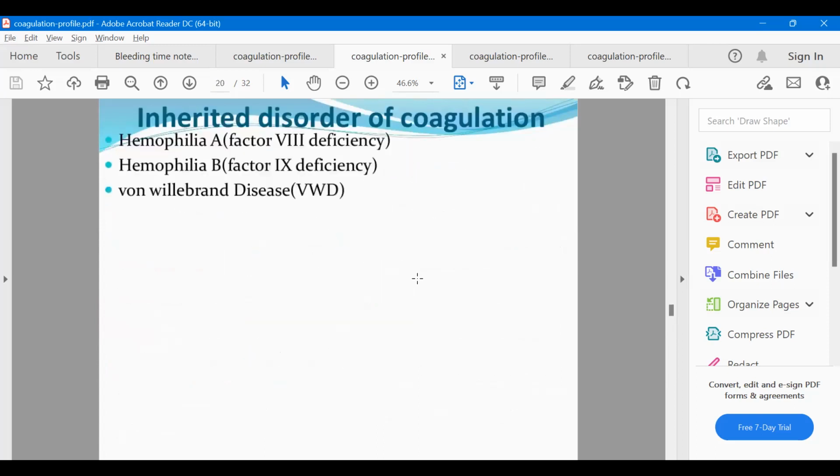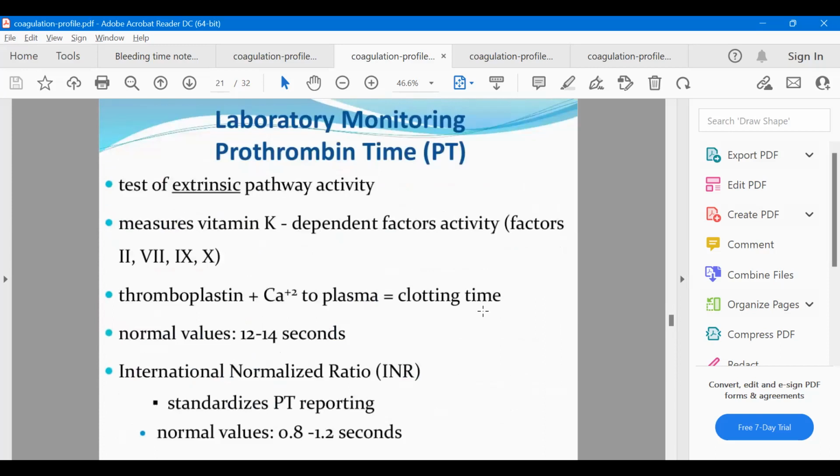The first one is prothrombin time. As I stated, it is the test for detection of extrinsic pathway activity. So extrinsic pathway disorders can be detected by prothrombin time. What are there in the extrinsic pathway? We have factors 7, 10, 2, 1. Problems with 7, 10, 2, 1 will be seen in this.